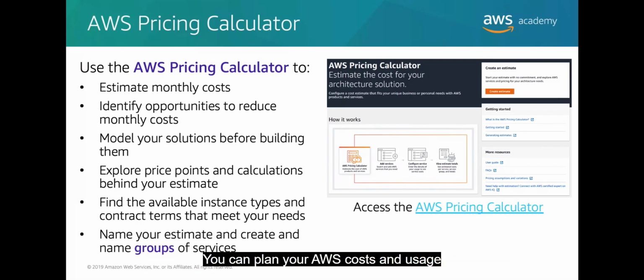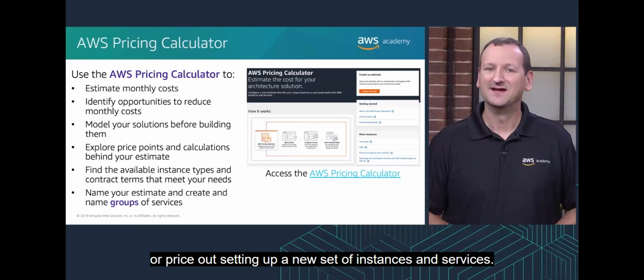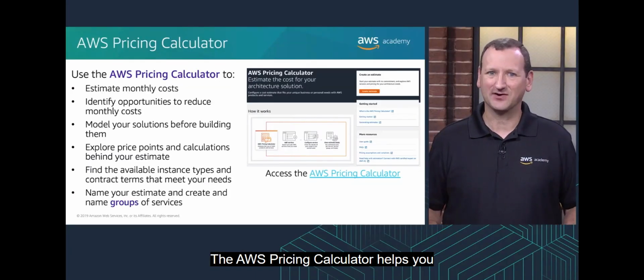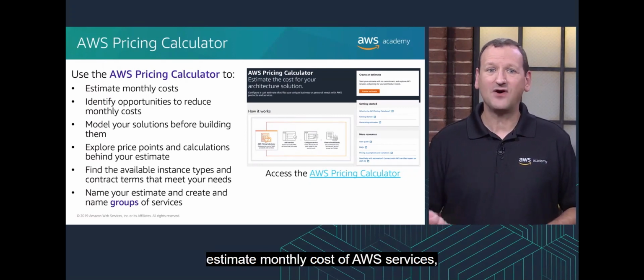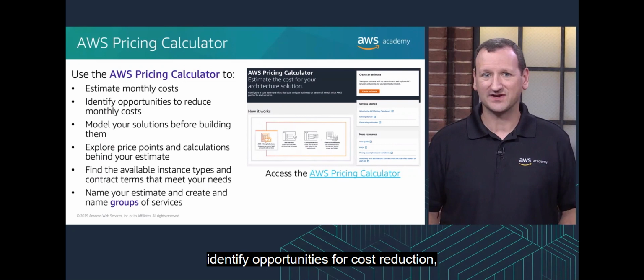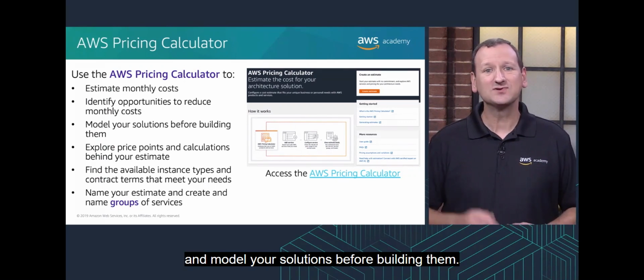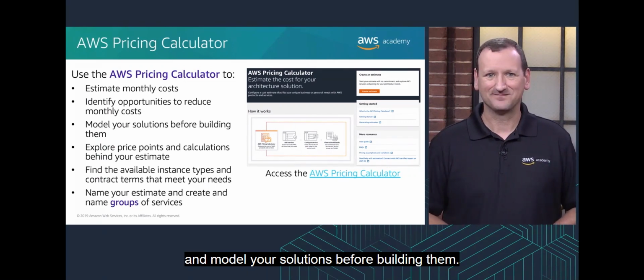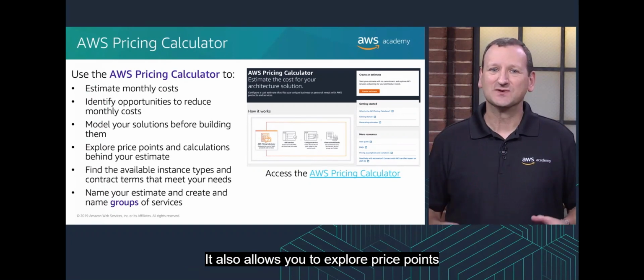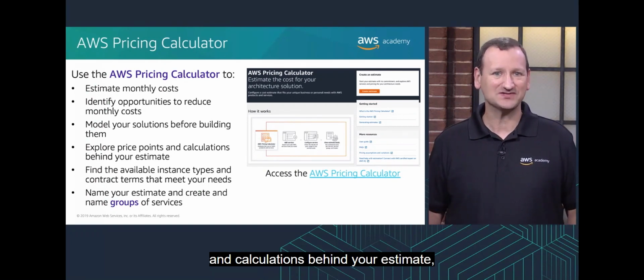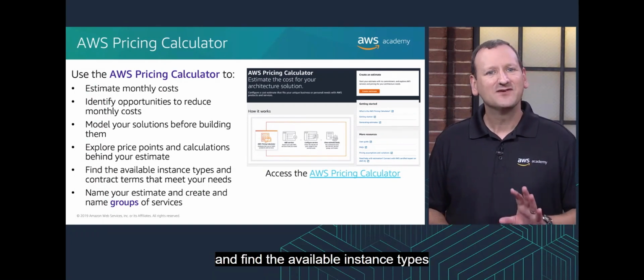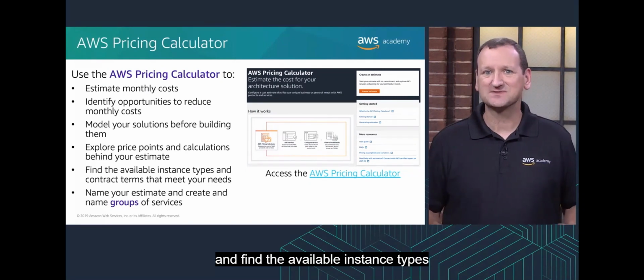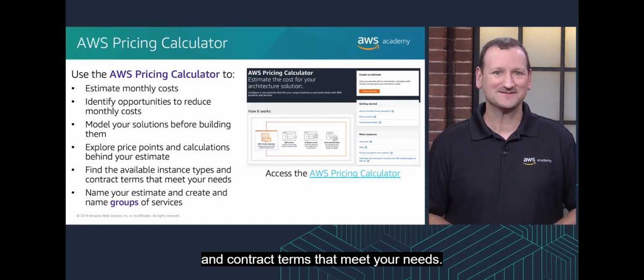This enables you to make informed decisions about using AWS. You can plan your AWS costs and usage or price out setting up a new set of instances and services. The AWS Pricing Calculator helps you estimate monthly cost of AWS services, identify opportunities for cost reduction, and model your solutions before building them. It also allows you to explore price points and calculations behind your estimate and find the available instance types and contract terms that meet your needs.